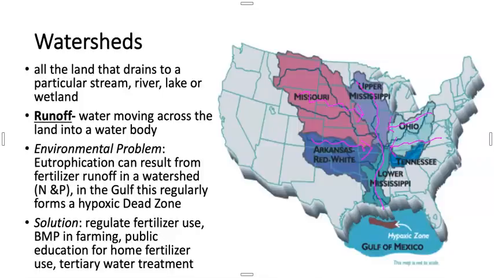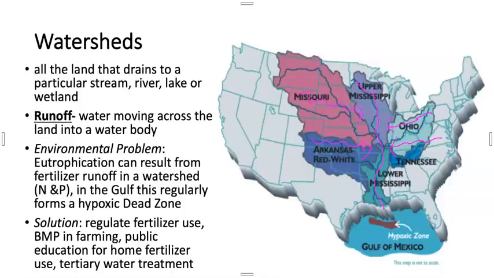So runoff is, again, that water moving across the land into the water body. So it can carry a lot of nutrients and other things with it that are not necessarily the best for the environment. So toxins, other things on the land like bacteria. So this can actually be an environmental problem. And one of the things that they do like to focus on the AP exam is environmental problems and solutions.